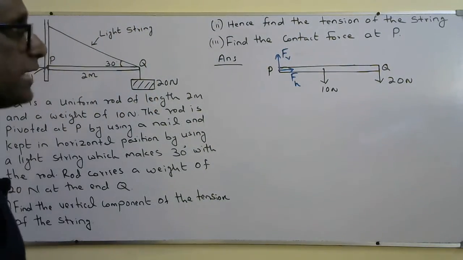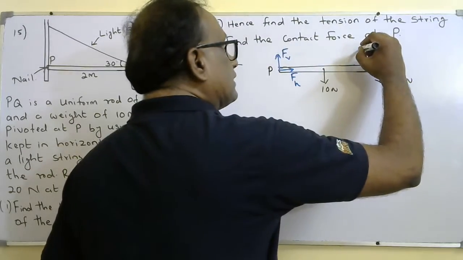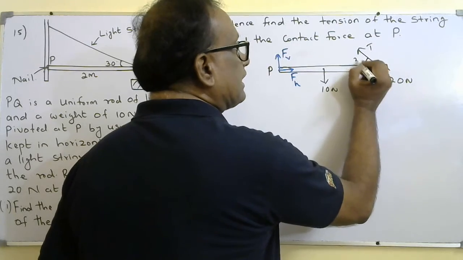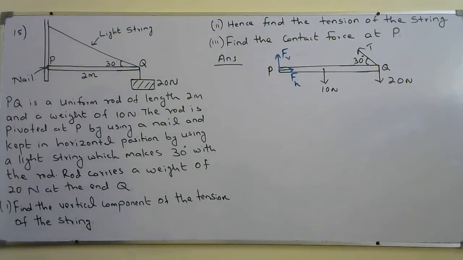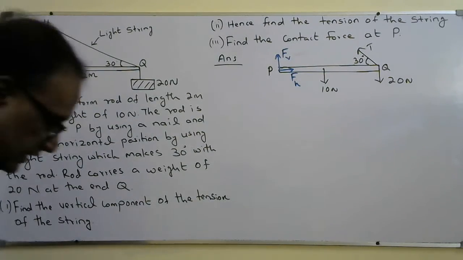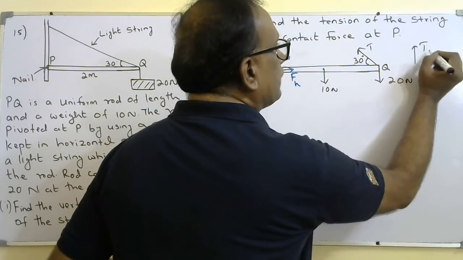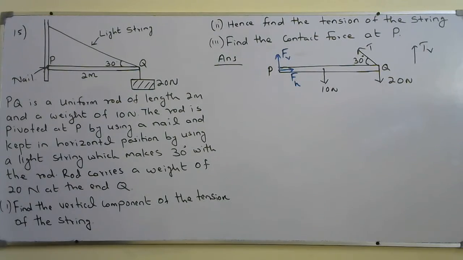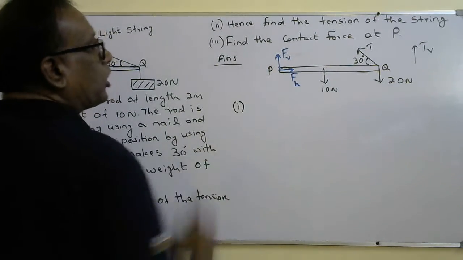Right. So there is a tension. The tension is acting along this direction T, that makes an angle 30 degree. So that tension also will have a vertical component. That's the first part. Okay, so I'll consider the vertical component of the tension this way, TV. So I don't need to find the TV because first part they ask me to find the vertical component of the tension. Right, so first part, I take moment about P.